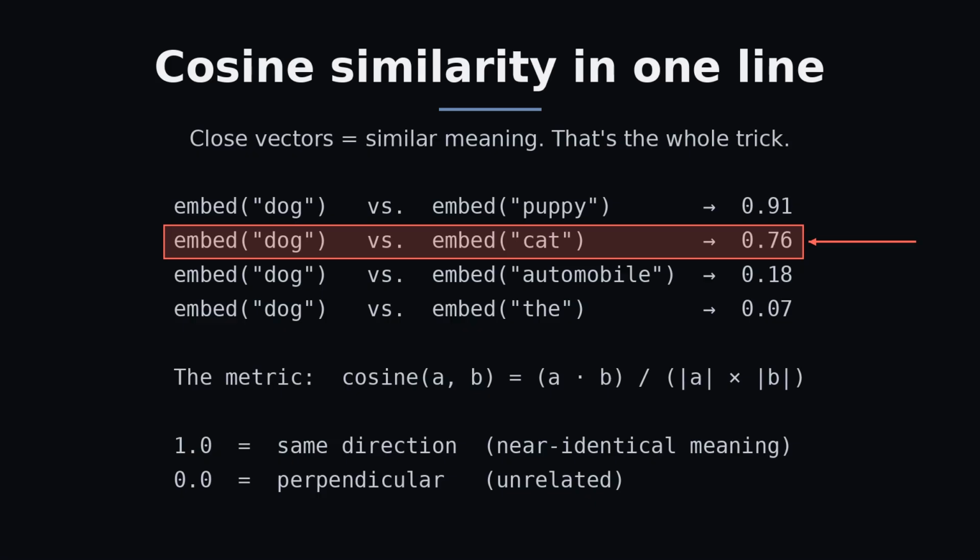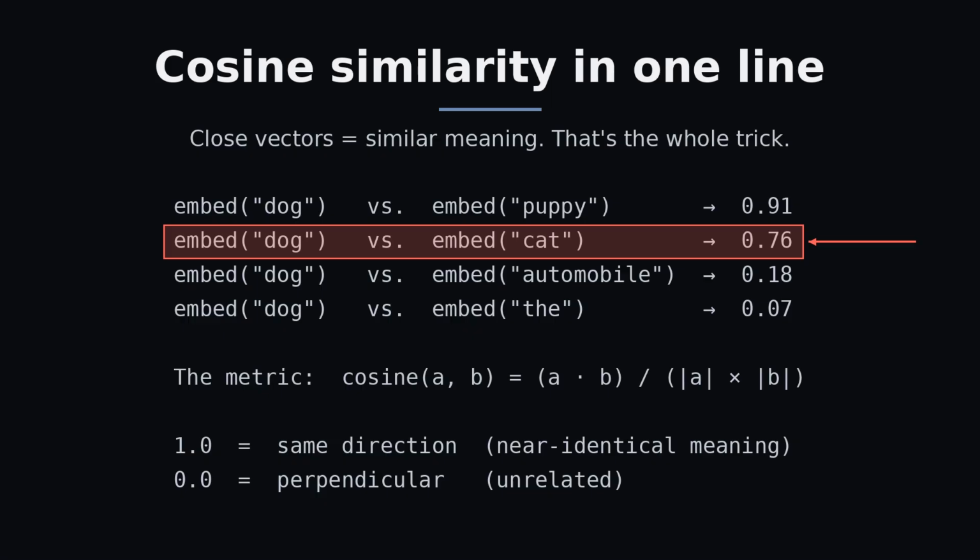Once text is embedded, you compare meanings the same way you'd compare two arrows pointing out from the origin. The metric almost everyone uses is called cosine similarity. It's the cosine of the angle between two vectors. If two vectors point in nearly the same direction, their cosine is close to 1. If they point in completely different directions, their cosine is close to 0.